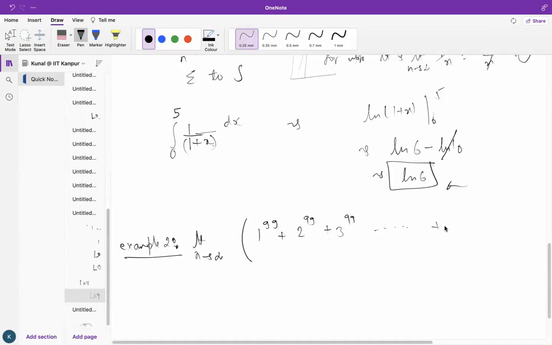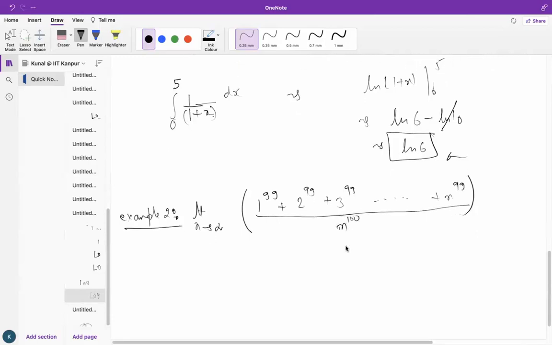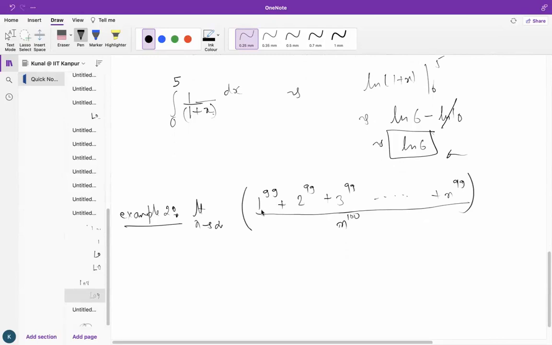Look at how big these numbers are, right? We are dealing with such big numbers, and there's n to the power 100. If you look here, our 1, 2, 3 are variables, right? So first we have to write this series in this format: 1 by n, summation from r equals a to b, of f of r by n. First we have to write it in terms of r by n.